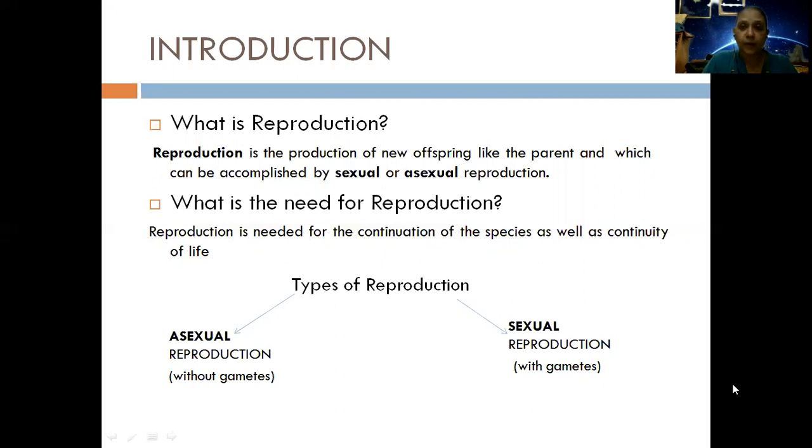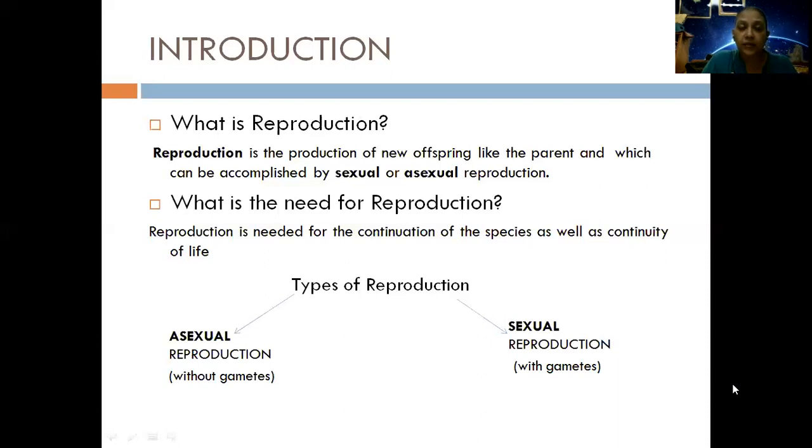First we need to understand why we need reproduction. Why does anyone need reproduction? We need reproduction, first of all, for the continuation of the species and continuity of life. What do we mean by continuation of species? If the process of reproduction stops, what would happen?